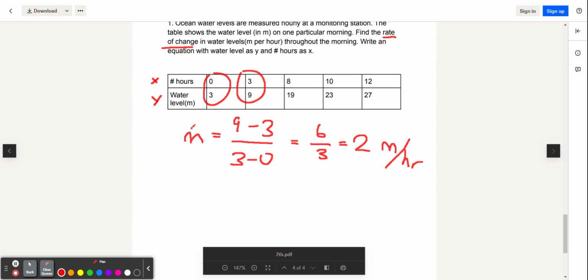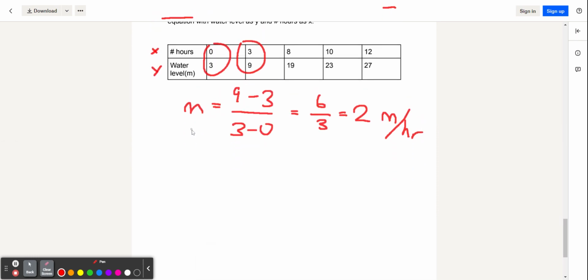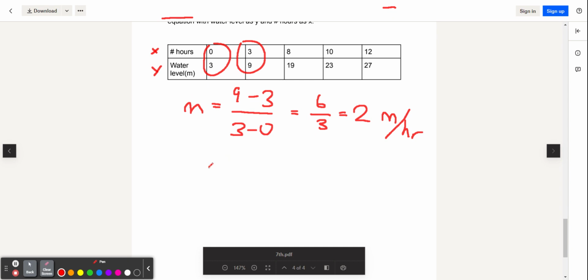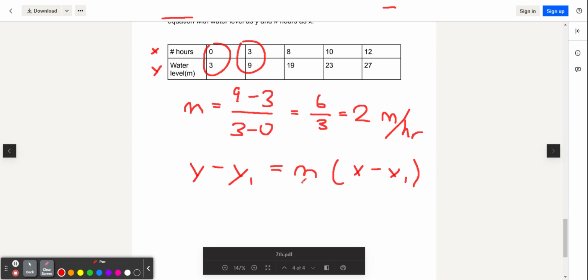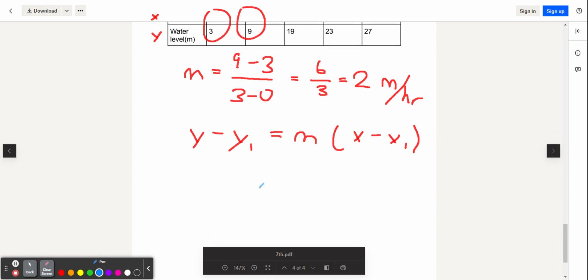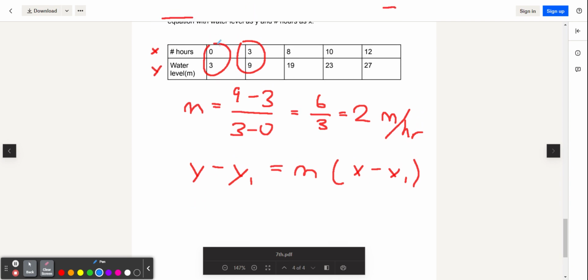Next, we want to write the equation. Here is when it is helpful to know the different forms. In this case, since we have a bunch of points and we solved for the slope, the one we want to use is point-slope form, which looks something like this: y minus y1 equals m times (x minus x1). Here, x and y are variables, m is the slope, and x1 and y1 are the coordinates of a point that we'll plug in. Once again, I'll choose the first point because it has a 0.